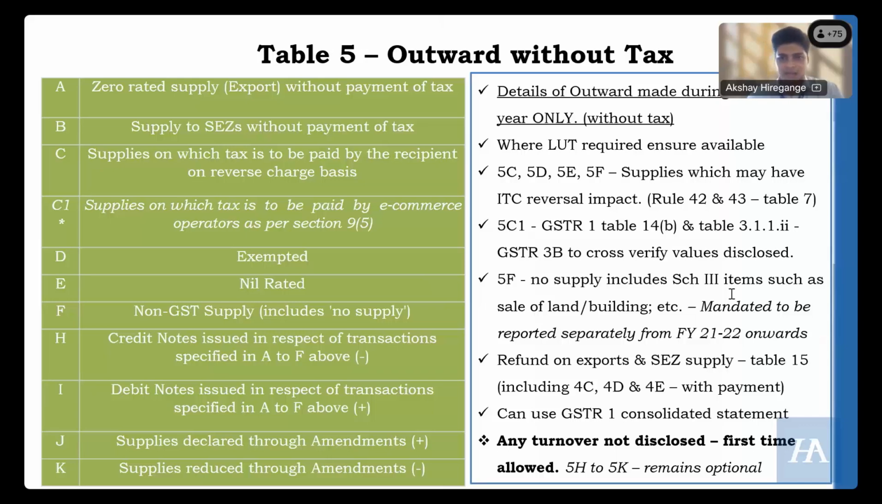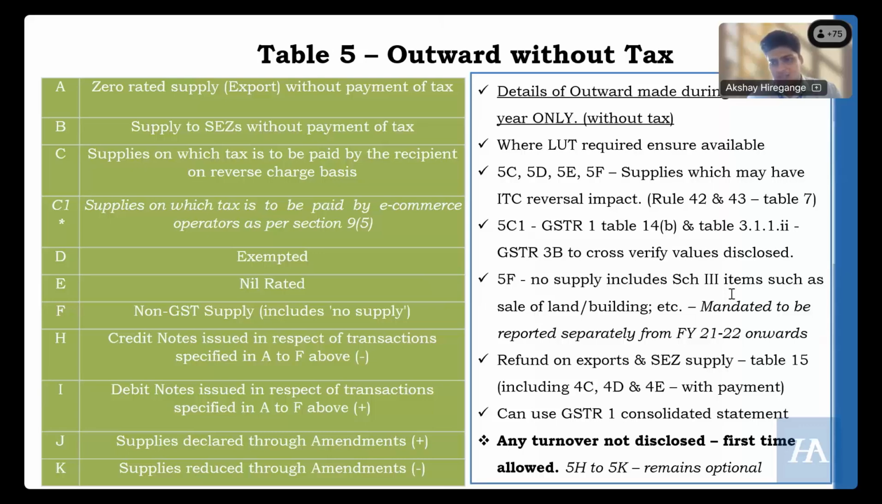So any additional liability of RCM paid or any reduction of any RCM liability done in 24-25, you can show in table 10 and 11 only to the extent of taxes. This will also help with your matching when you are doing your table 9 of 9C reconciliation.